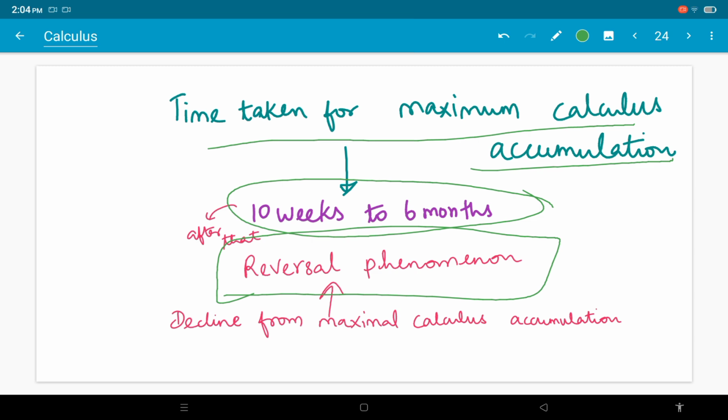These studies were made on a few laborers. The Sri Lankan tea laborer study is a very famous one, where they studied how calculus forms without any oral hygiene maintenance. They also had a control group of Norwegian academicians, who had oral health interventions. Depending on that, they concluded these results.